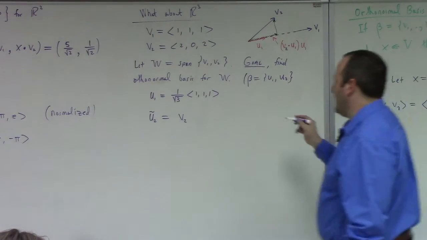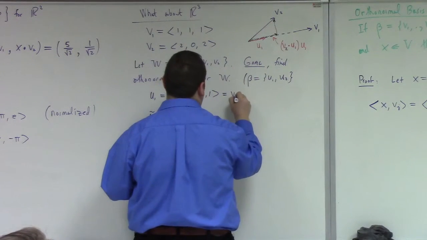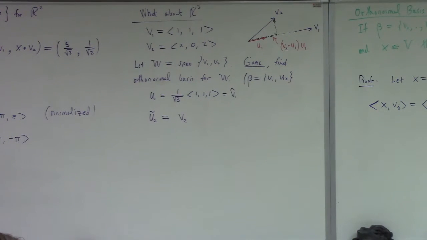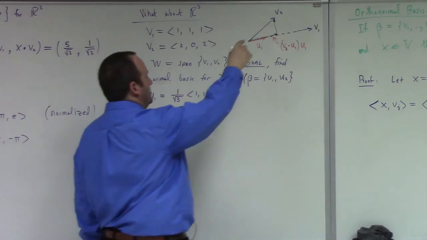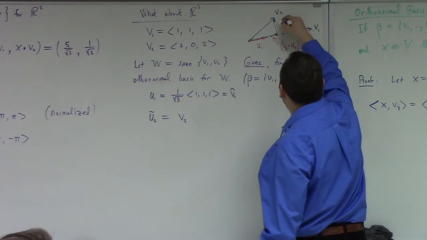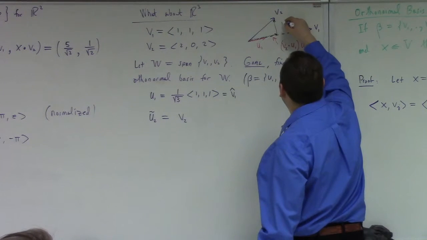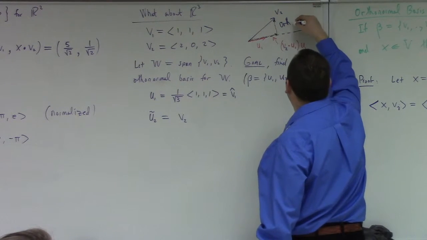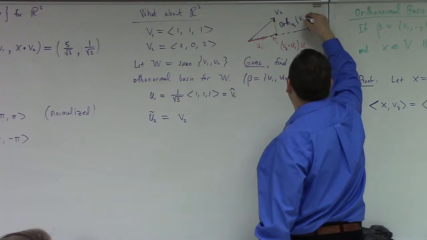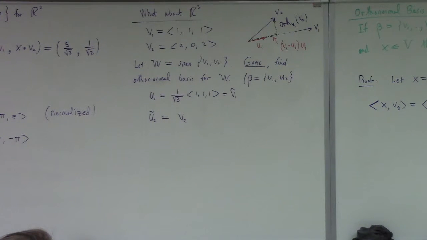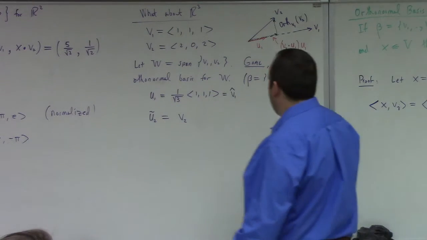U1 is actually what I called V1 hat in the previous lecture. So V2 is this thing plus this other piece, which you might call the orthogonal projection, the orthogonal piece of V2 with respect to the V1 direction. It's the part of V2 which is orthogonal to V1. You could call it orth V1. That's what I want here.